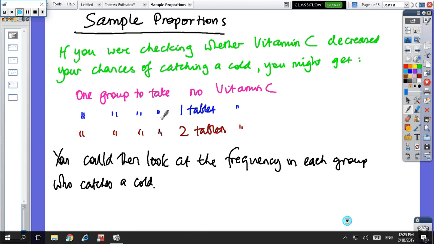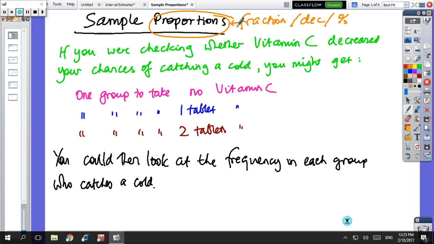Okay, so we're getting more into the number type approach to this topic, and the first thing is called sampling proportions. Now the word proportions, don't get worried about that. It's just like a fraction, decimal, or a percentage. Proportions are parts of a whole, so don't get too fussy about that.